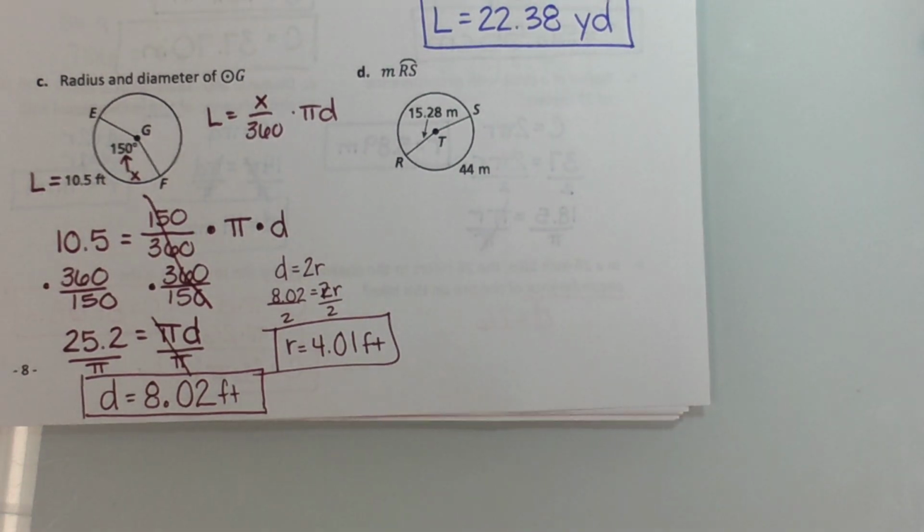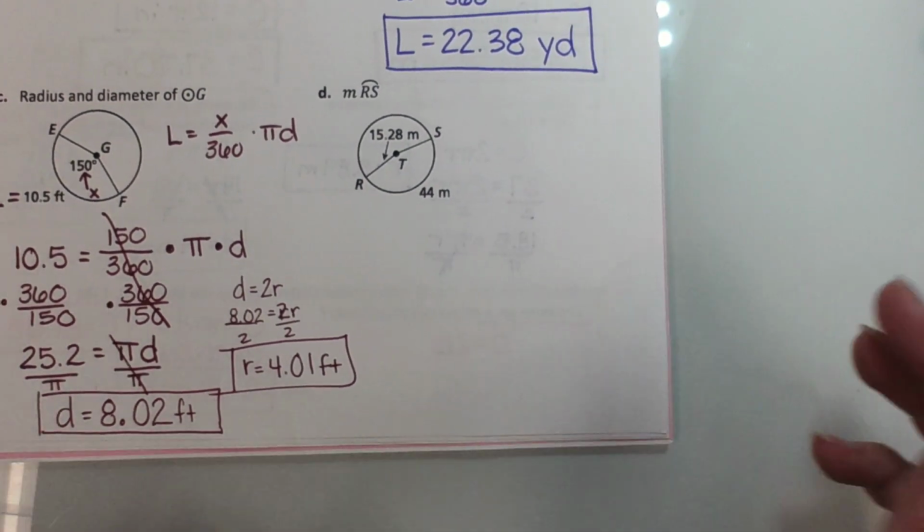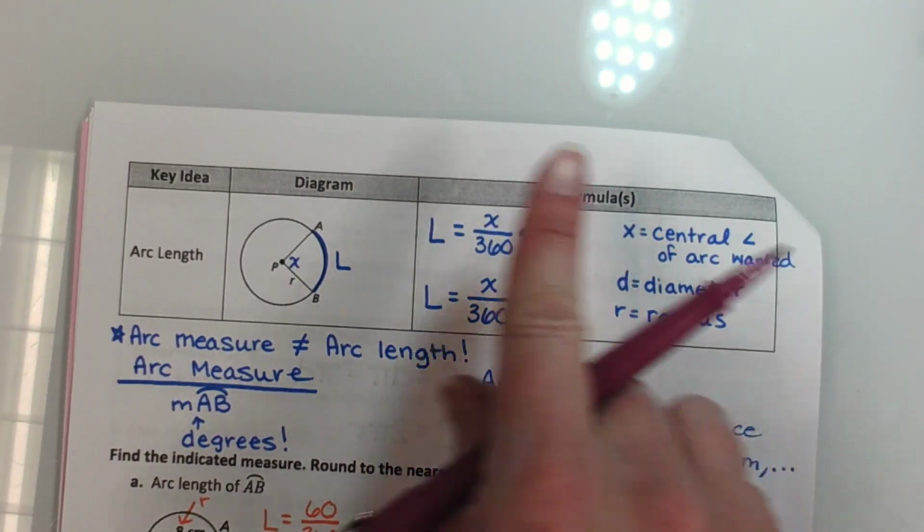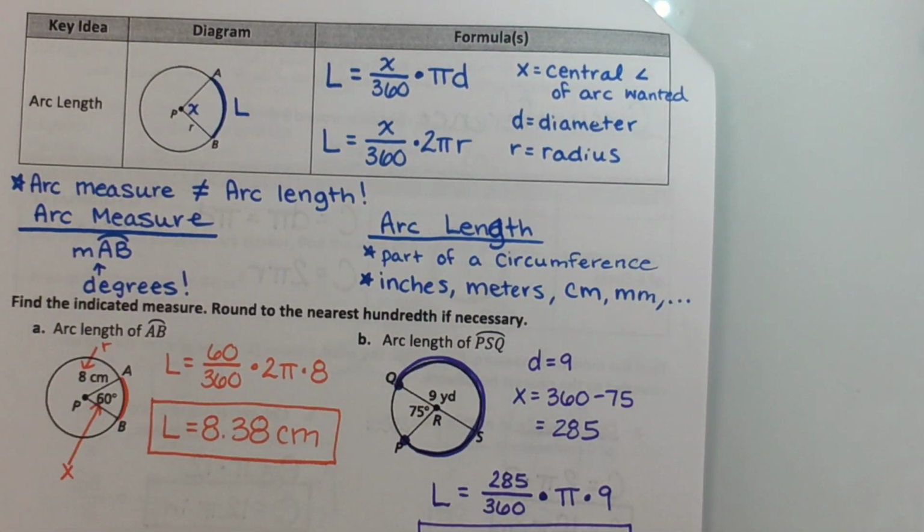So, last one on this page. I'm looking for the measure of the arc, RS. Does measure of an arc go into either of these formulas? No, but how is a measure of an arc related to a central angle? They're both degrees. If this is a 60-degree angle, what's the measure of this arc? It's the same. Central angles are the same as the measure of arcs.